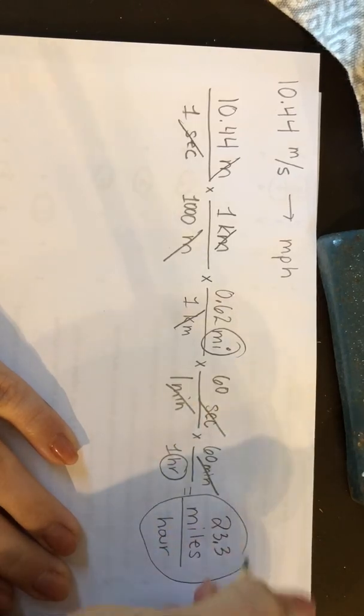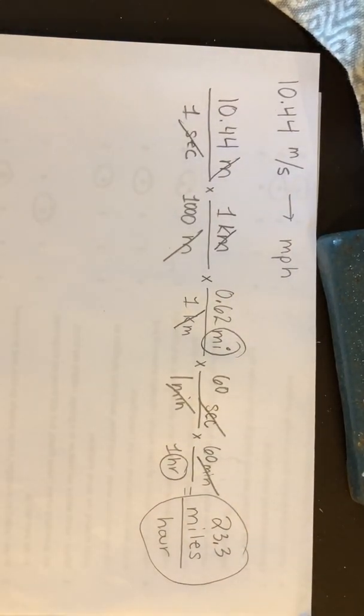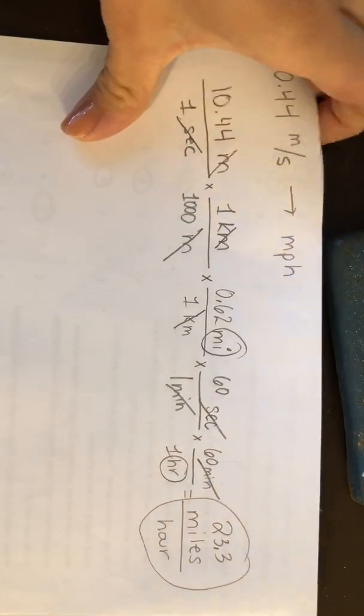23.3 miles per hour, which is fast. Can you imagine running that fast? Because I definitely cannot. I can do a smooth maybe 6 miles per hour.